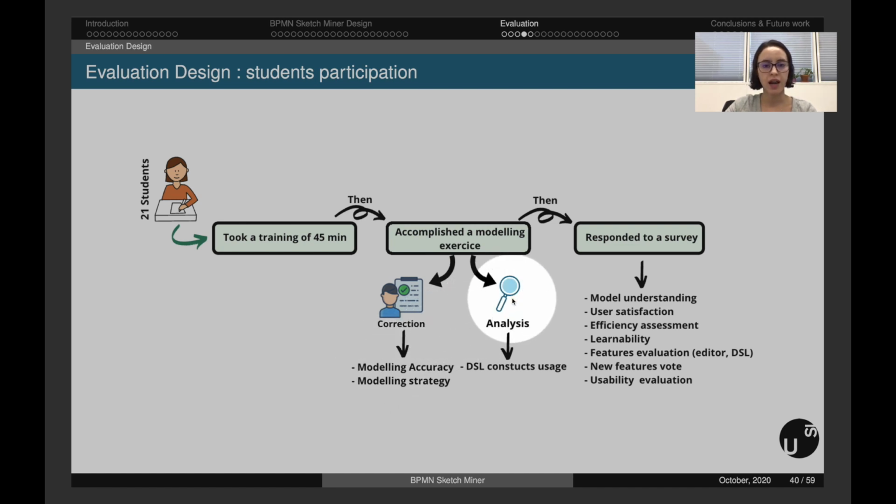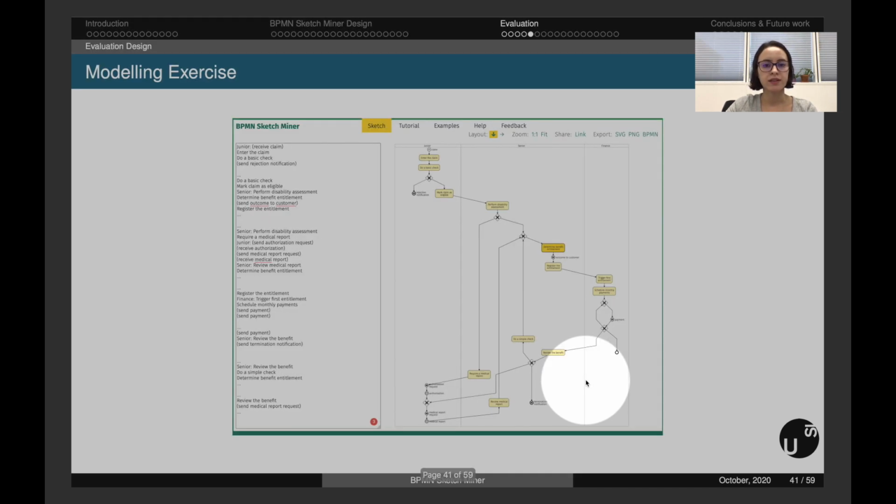After that, we also analyzed the textual models that they produced in order to get an idea about the usage of the constructs. And after that, we asked each student who finished the exercise to answer a set of surveys in order to give us information regarding their understanding, the efficiency and the learnability of the tool. They also gave us their opinion about the DSL and the editor. We asked them to vote also for some new features that they would like to see in new versions of the tool. And they were also involved in the usability study.